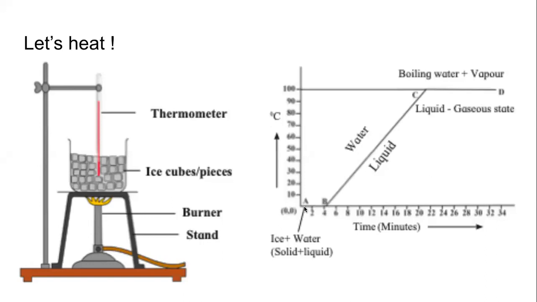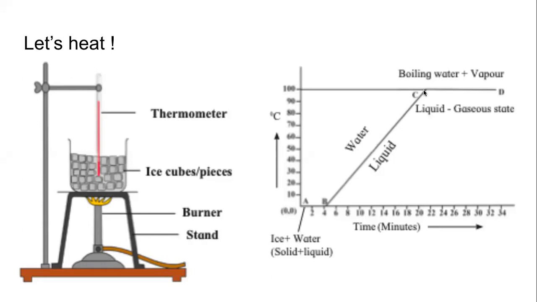Time is moving, time is elapsing. So we are at slightly more than 4 minutes, but the temperature remains at 0 degrees Celsius. We continue heating. When we continue heating, we will see that all the ice will melt. And after all the ice has melted, the temperature again starts rising. This is the third part of the graph. And the temperature will rise all the way up to 100 degrees Celsius, another point.